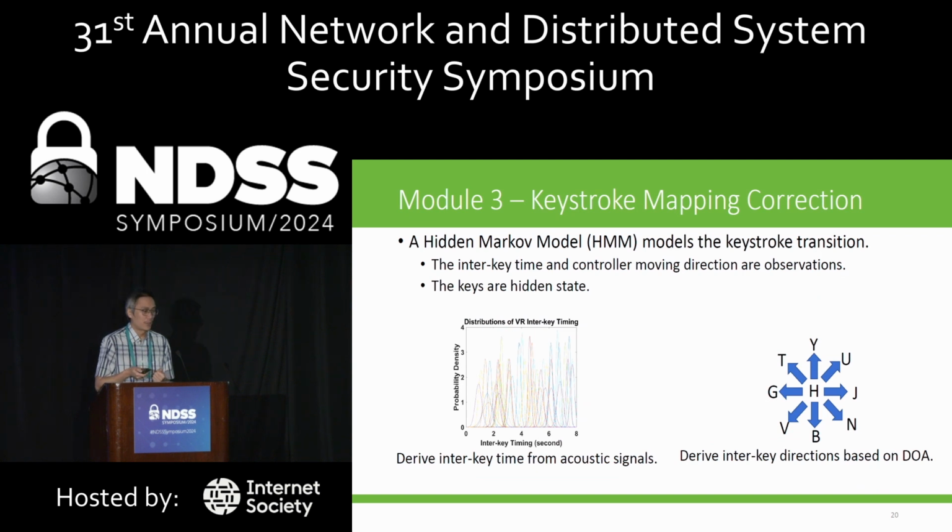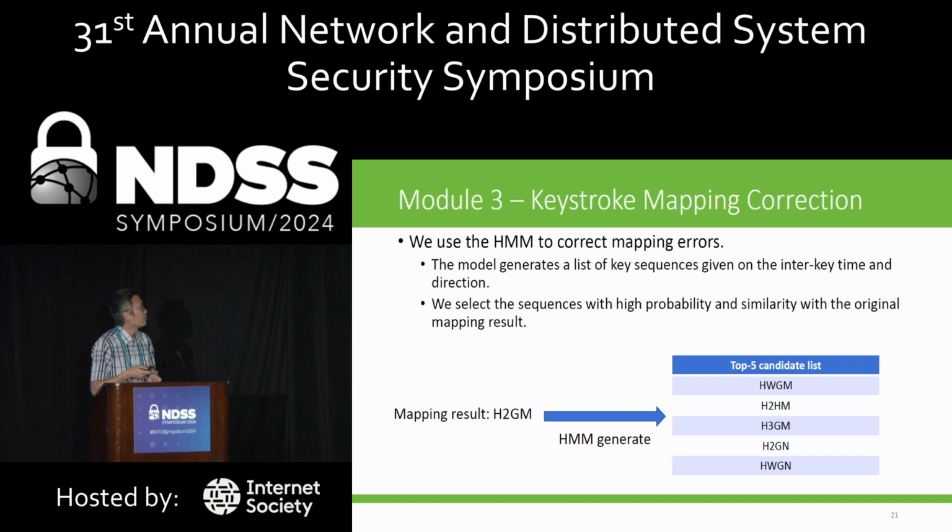We model the problem using a hidden Markov model. Basically, the observable variables are the latency between two consecutive keystrokes and the moving direction of the controller, and the keys will be the hidden state. And then we use the HMM to generate sequences, each associated with its probability. Then we can choose the sequence with high probability, but also similarity with the original mapping sequence from the second step.